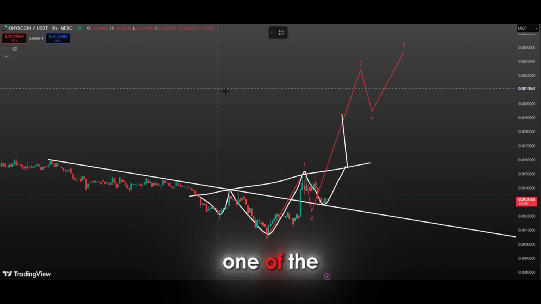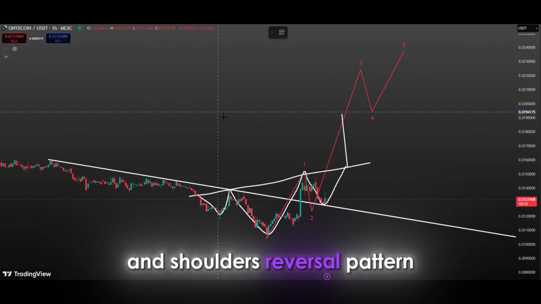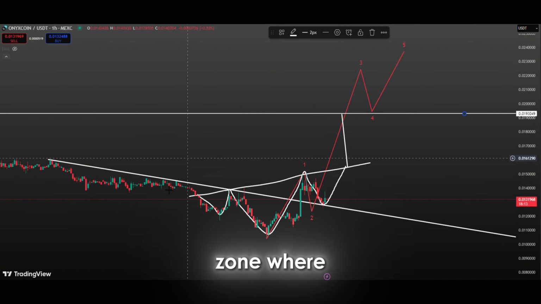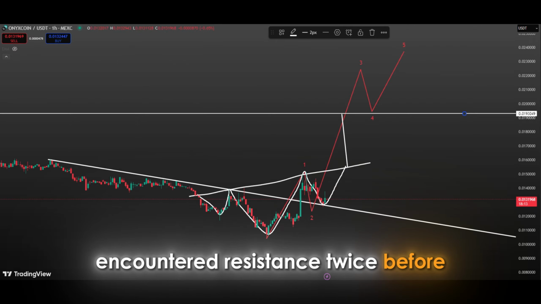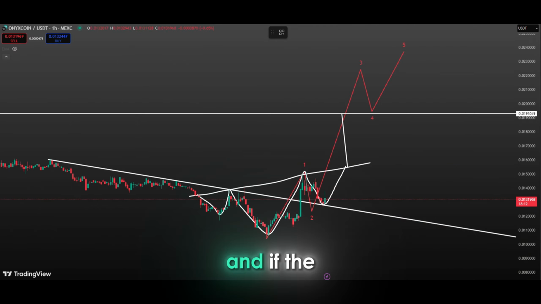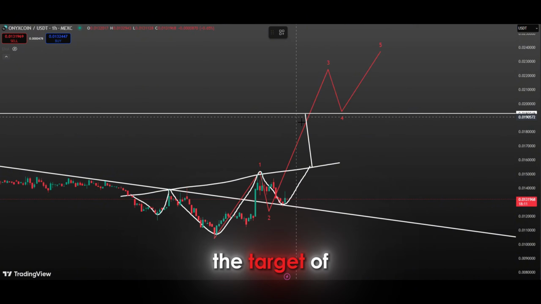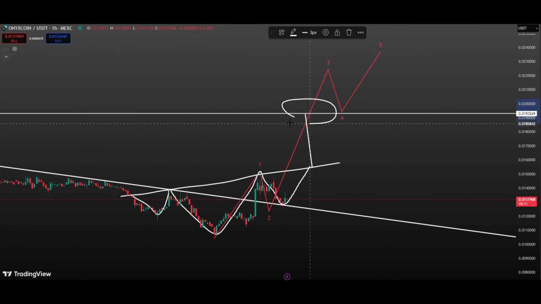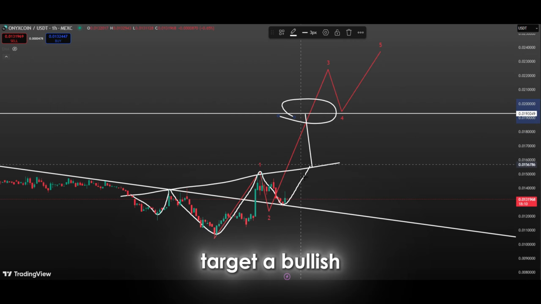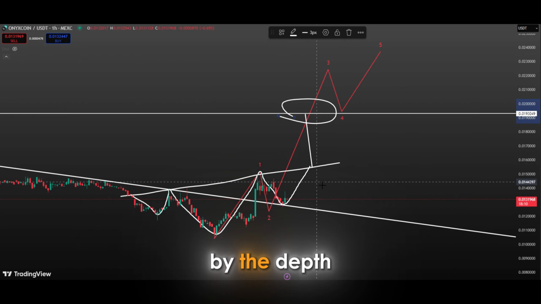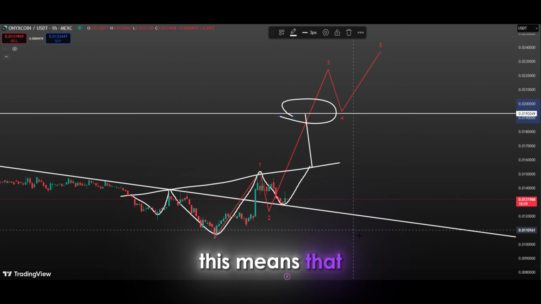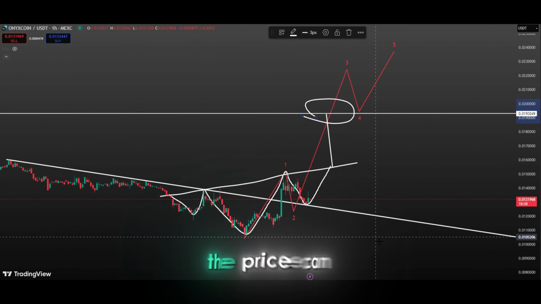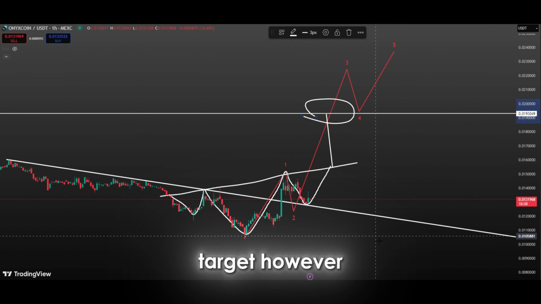The neckline is one of the most important levels in the head and shoulders reversal pattern. This is a zone where the price has already encountered resistance twice before, and if the price breaks this level on volume, the target of the pattern comes into play. When setting the target, a bullish expectation is formed by the depth of the pattern. This means that after breaking the neckline, the price can cover this distance upwards as the pattern target.